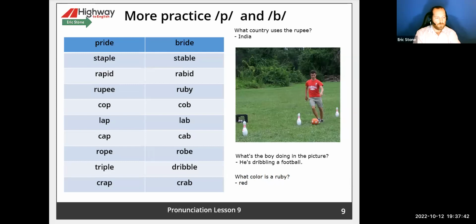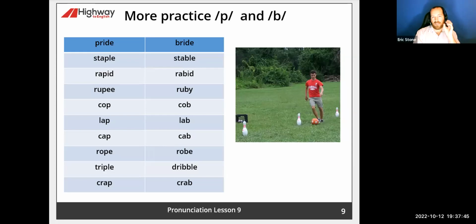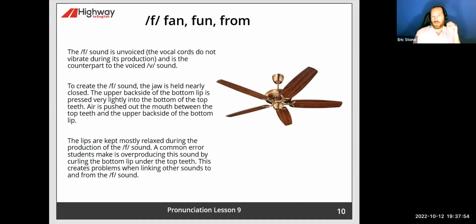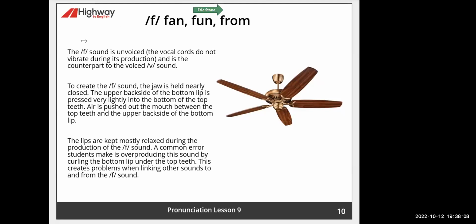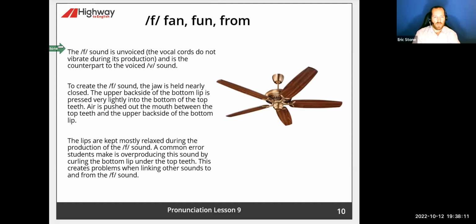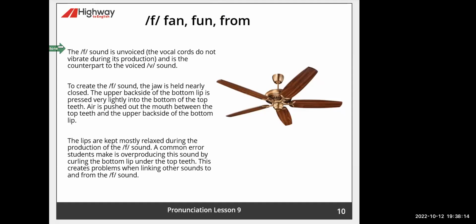We'll come back. Those two sounds were stop sounds where you have to stop and then explode the air, right? The next one is the fricative. Here we're going to make a small opening and blow the air through it. For example, fan, fun, from. Try those. Fun, from. Good. The sound is unvoiced. The vocal cords do not vibrate during its production, and it is the counterpart to the voiced sound.